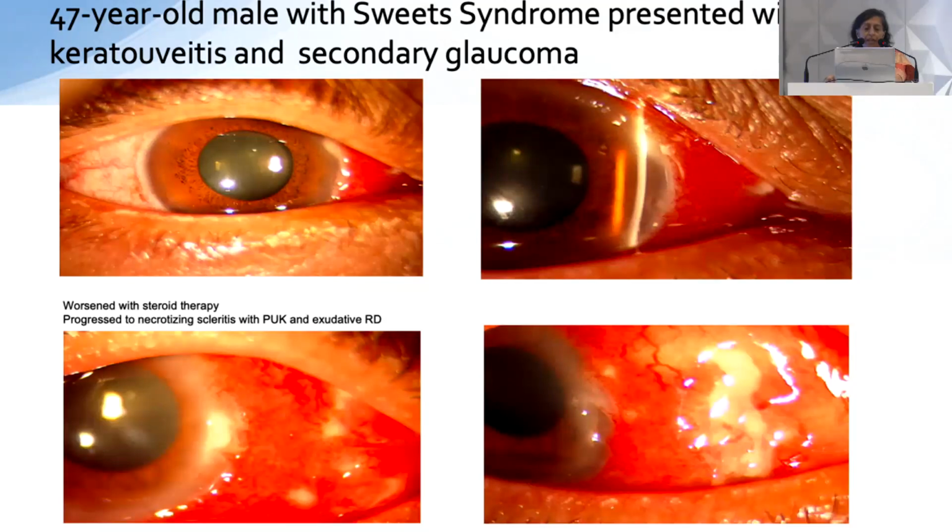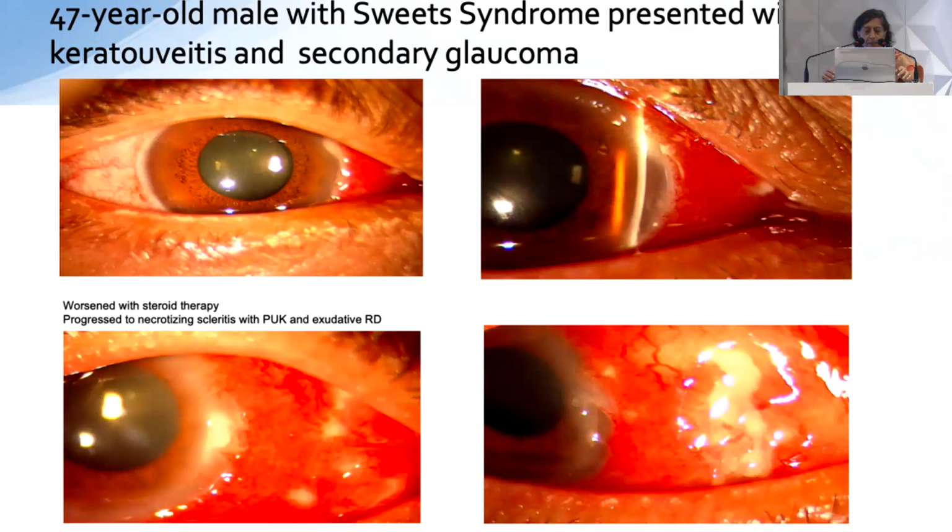Now, coming to the next patient, a 47-year-old male, he had already been diagnosed to have Sweet syndrome. Sweet syndrome is an autoimmune disease which is associated with skin manifestation of tuberculosis. But he came to us with the features of sclerokeratouveitis and secondary glaucoma.